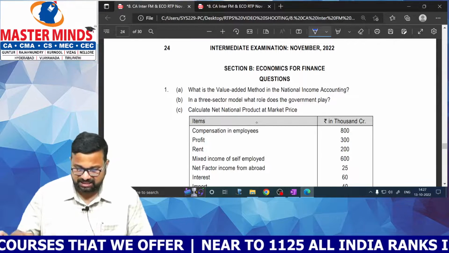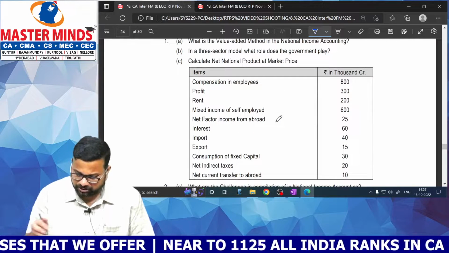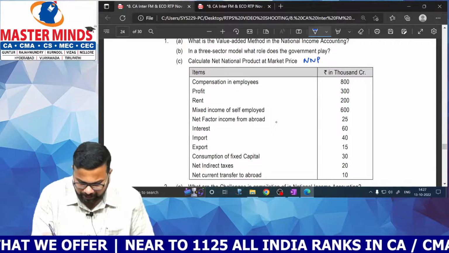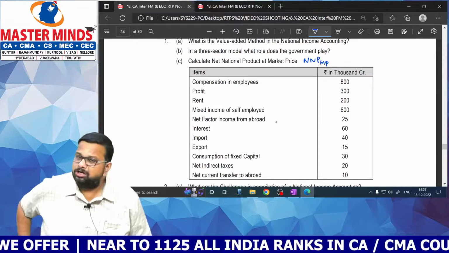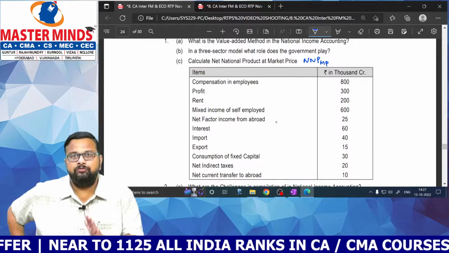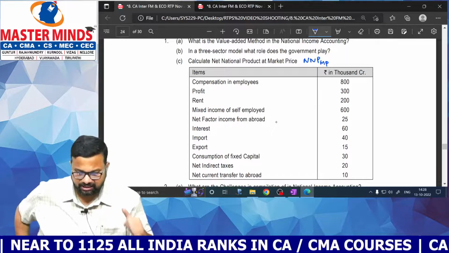Next, 1C. Calculate net national product at market price. He is asking us to calculate NNP at market price, but under which method is not given. So just by going through the data, we should conclude which method is to be used. Let's see the data given here.